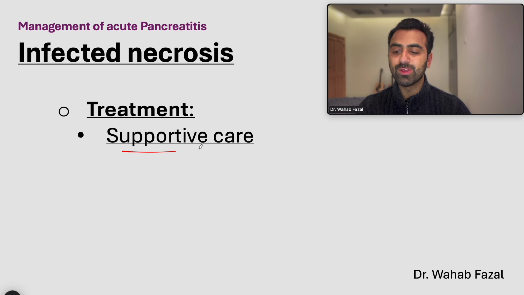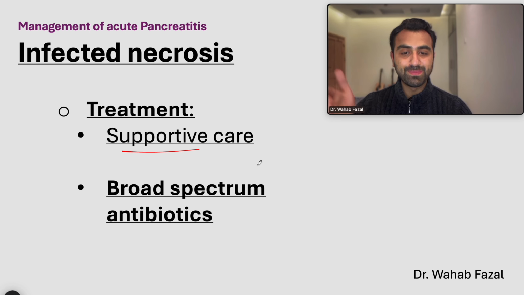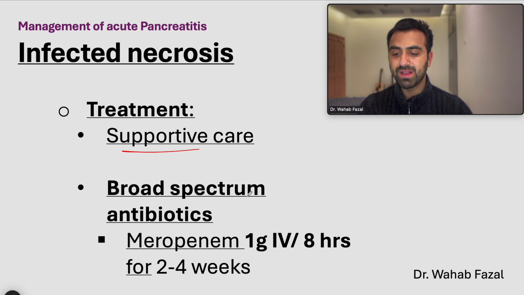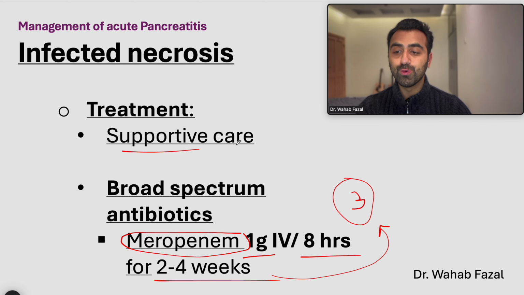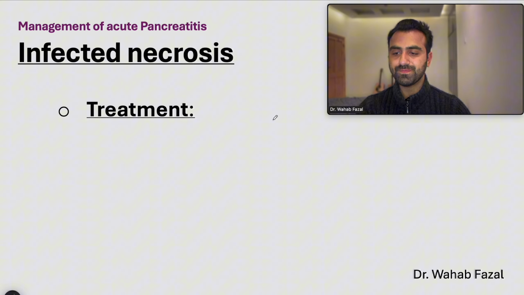What is the treatment? You want to start them on supportive care, which is basically just hydration as much as possible, and broad spectrum antibiotics like meropenem 1 gram IV every 8 hours for 2 to 4 weeks. This patient will require at least 3 doses of meropenem 1 gram every day for 2 to 4 weeks to resolve infected necrosis.